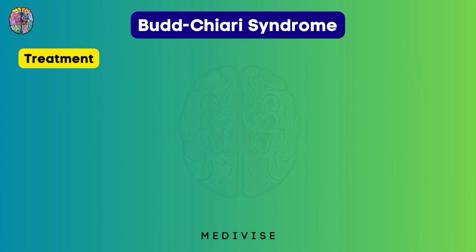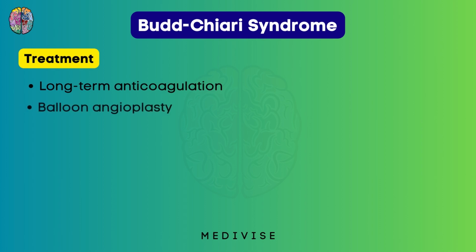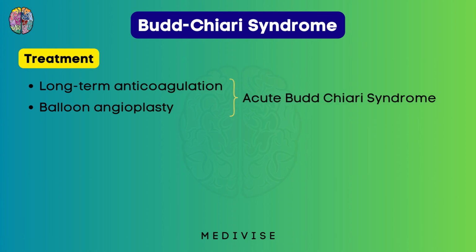Finally, how are you going to treat this condition? We will have to give long-term anticoagulation drugs, and in certain cases we can do balloon angioplasty. Balloon angioplasty is a procedure where a tiny balloon is guided through the artery to the blockage and then it is inflated so that the blood flow can be restored. Both of these are done in acute Chiari syndrome.